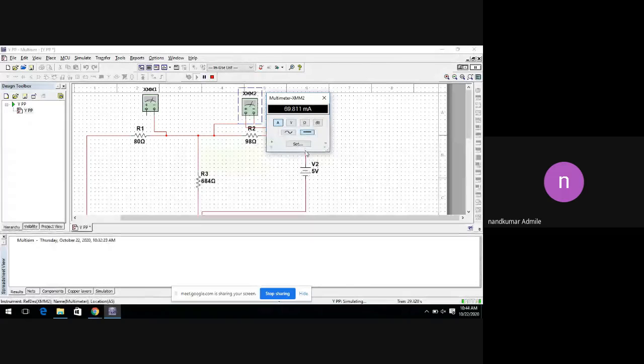Okay, so in order to calculate the value of current I2, we can make the voltage source V1 a short circuit. After simulating, we can display the value of current I2 on a multimeter. So can anyone tell the value of current I2?